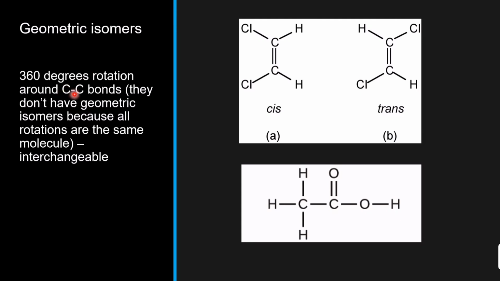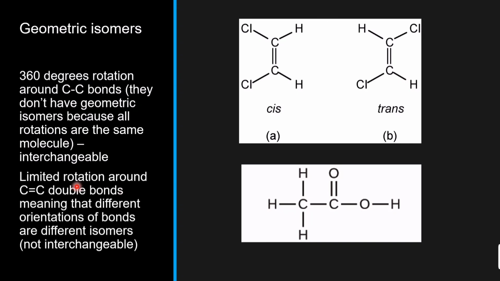Well, in single carbon bonds, there's a 360-degree rotation. So this means alkanes, for example, will not have geometric isomers because all rotations around the molecule will be interchangeable. So, for example, in this molecule here, this oxygen could be down here, for example, and this hydroxyl could be up here. But because there is a full rotation around this single carbon bond, it will be the same molecule because they'll be able to freely interchange around this bond.